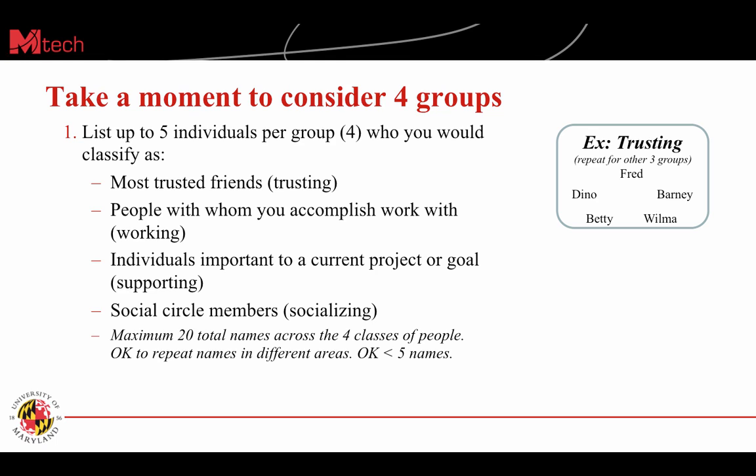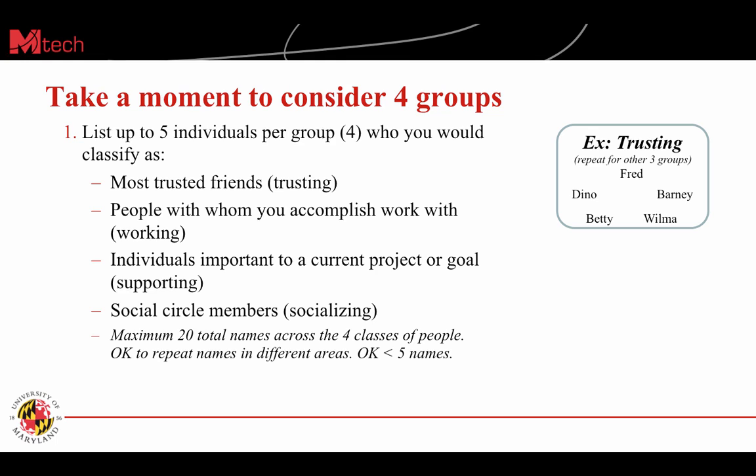We'll then do a third grouping of supporting individuals important to a current project or goal that you have, that may or may not be work related, but that you look to for support. It could be buying a home. It could be attending graduate school. It could be other pursuits. The fourth and final grouping would be your social circle. Who are individuals that you spend significant social time with? Evenings, weekends, holidays, vacations, and have a grouping of up to 5 there as well.